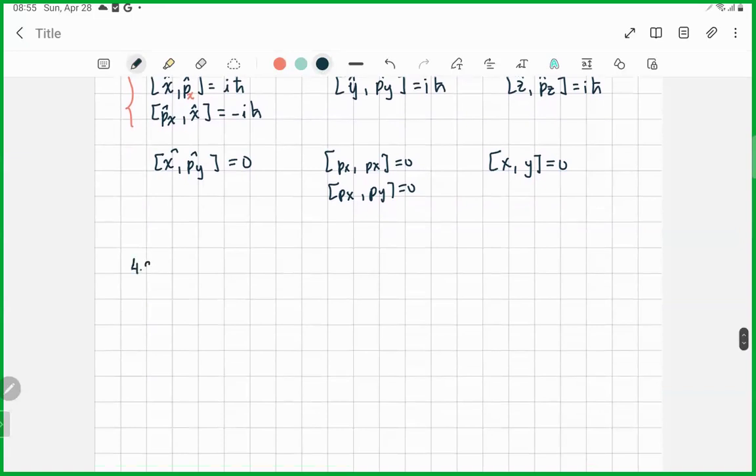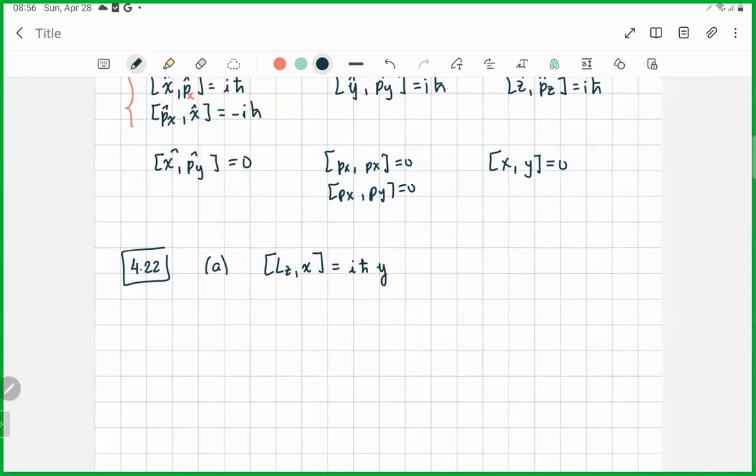So problem 4.22. The first item there, item A, is to check the commutators of LZ with all other components, now with X, with PX, with Y, PY, Z, and PZ. Let's start with one of them. Let's do one of them. LZ with X, commutator. And what we have to show is that this is equal to i h bar Y. Okay, so how do we do that?